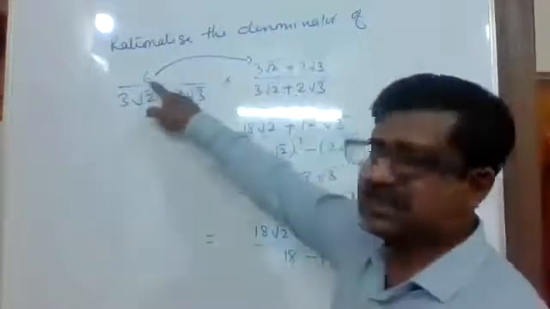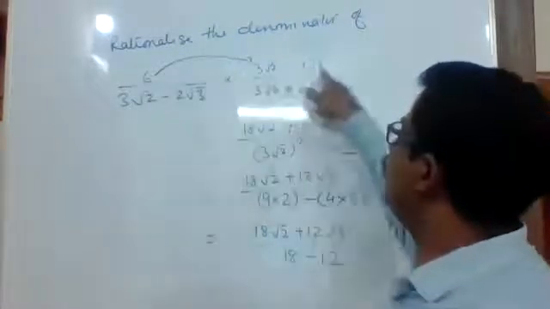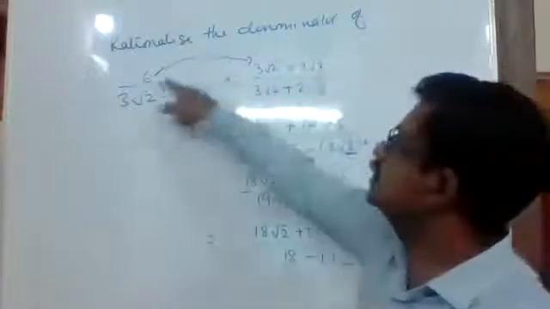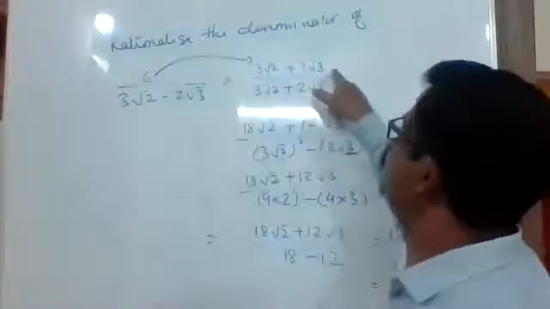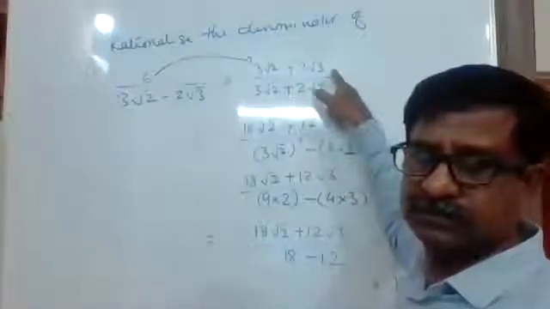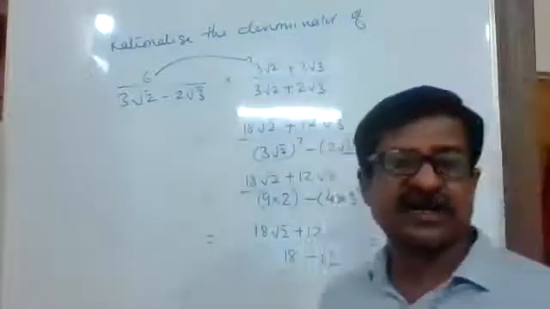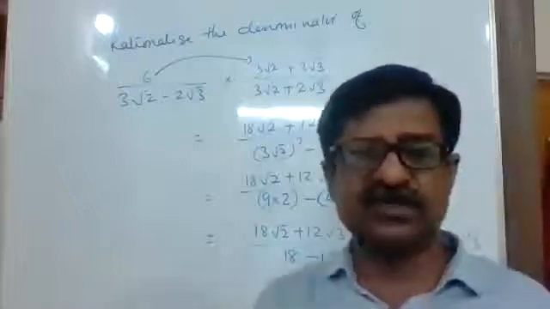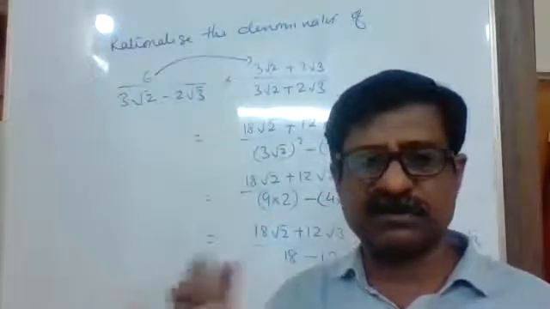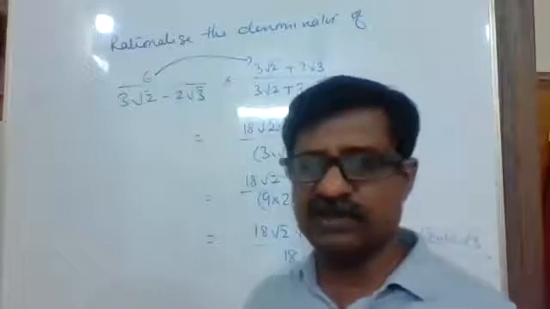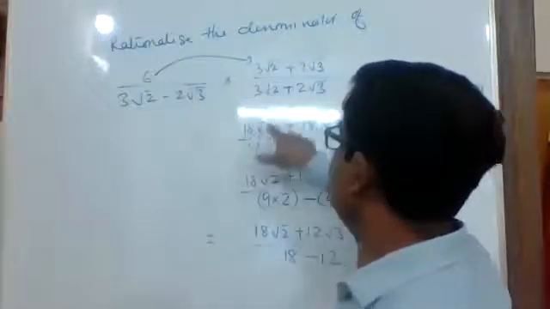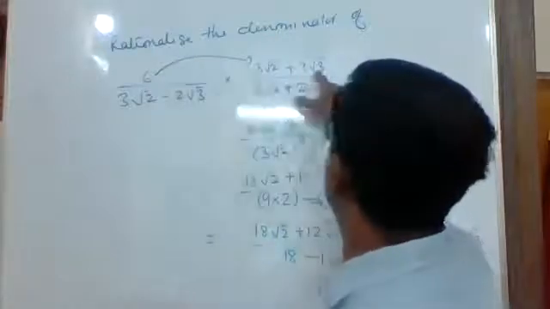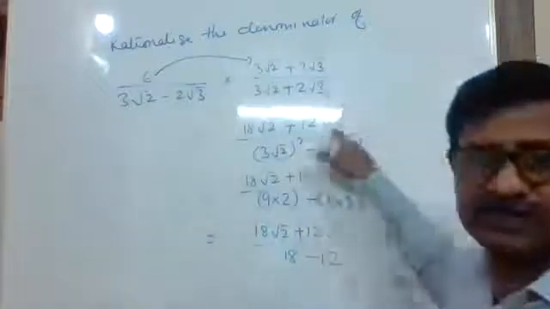Now this is 6. The 6 has to be multiplied with each of the terms. 6 has to be multiplied with 3 root 2. 6 has to be multiplied with 2 root 3. You know how to multiply irrational numbers with irrational numbers. Another set of irrational numbers we have done. So many questions we have practiced in previous videos. 6 into 3, 18 root 2, and 6 into 2 root 3 is 12 root 3.